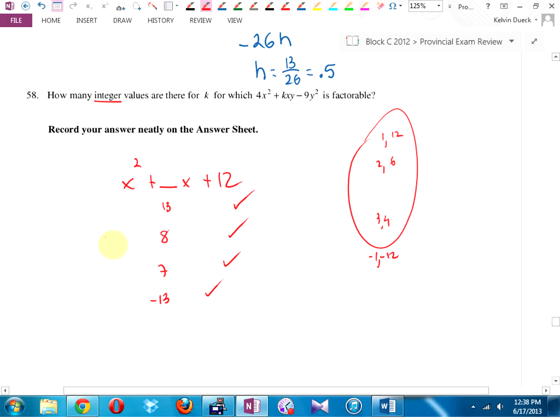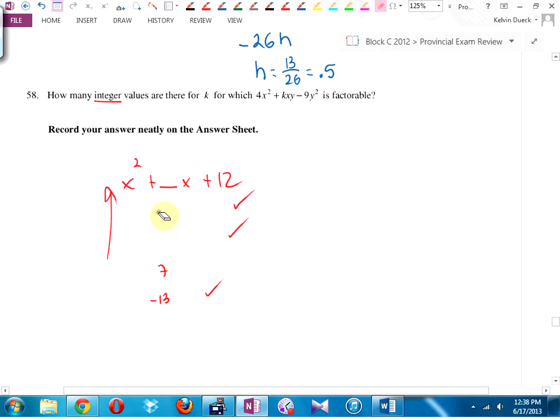Now that's for when I don't have something in front of the squared, but that's what we're going to do with something in front of the squared. Okay? And the reason they said integer is they're saying don't worry about trying to find yucky decimals or anything like that. Kind of see what we're getting at here, Alex?